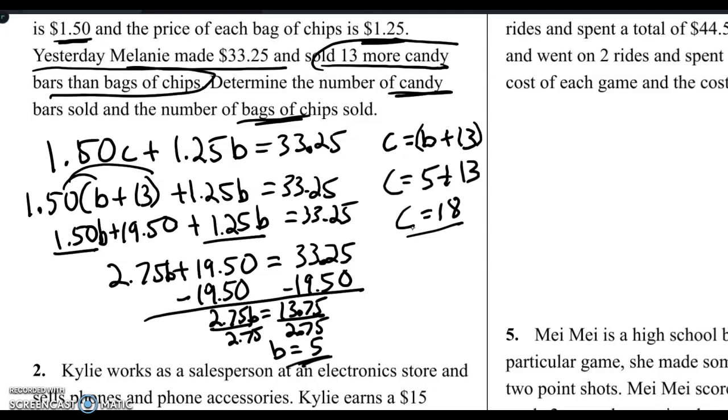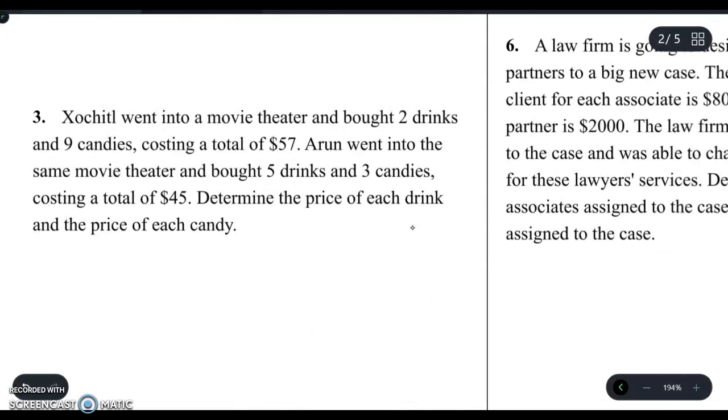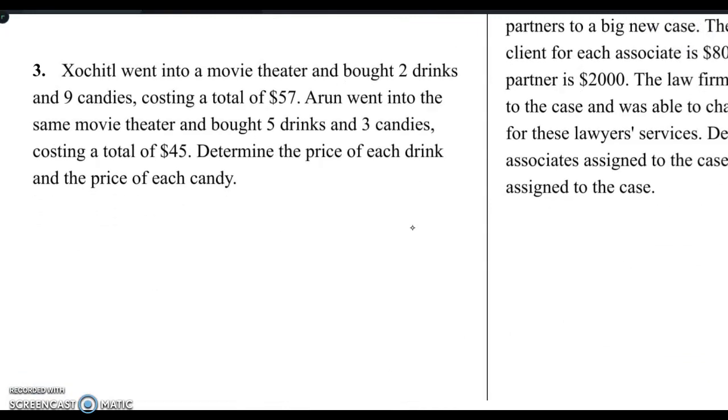Let's see which one I want to pick here. Alright. A customer went to the movie theater and bought 2 drinks and 9 candy bars, costing a total of $57. Aaron, a different person, went to the same movie theater, bought 5 drinks and 3 candies, costing $45. Now figure out the price of each drink and each candy bar.